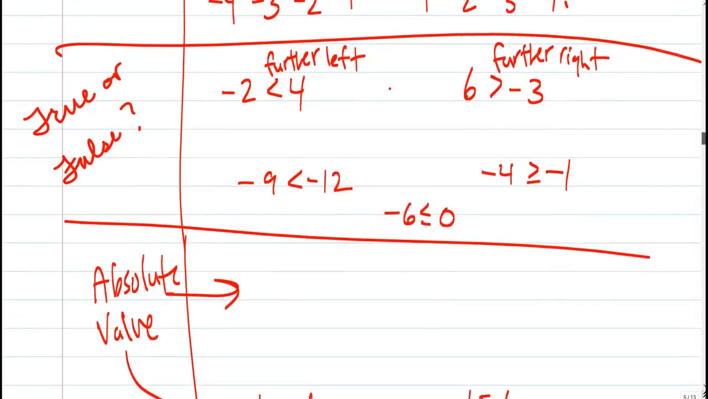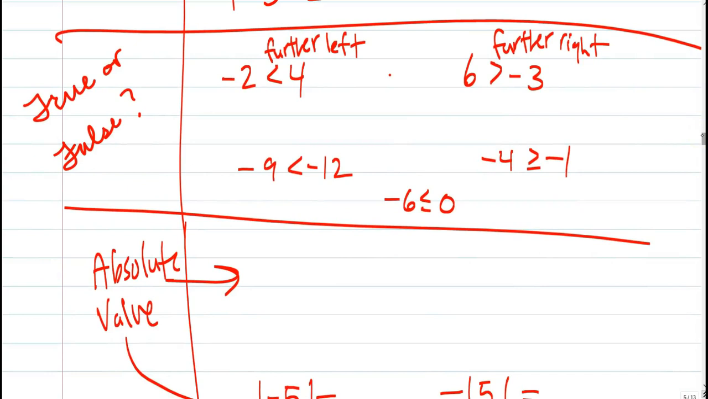Let's keep going. It says true or false. Is negative 2 less than 4? What does less than mean? Well, we know it means below, right? But what does it mean on the number line? It means a number that is further to the left. Any numbers to the left are less than. Any numbers to the right are greater than. Is negative 2 less than 4? That is true.